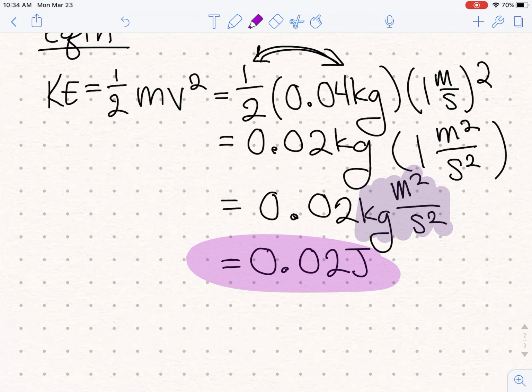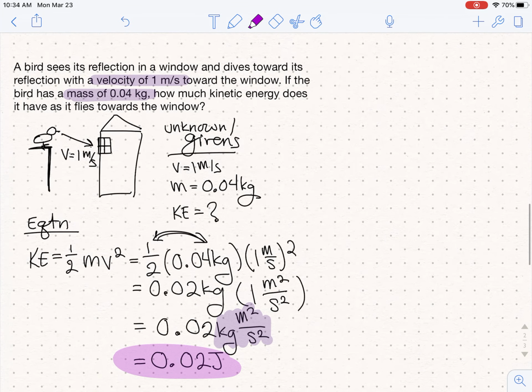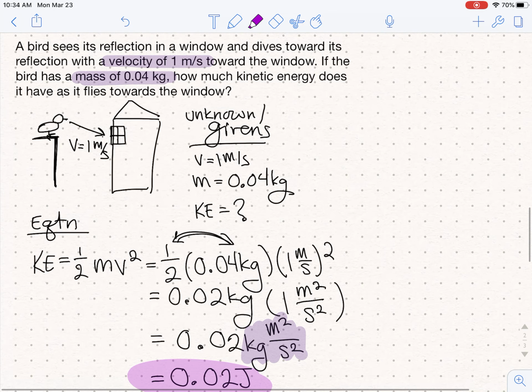All right, so now that you understand how to use this equation, I would like you to go ahead and take a look at page 7 of your packet, and you're going to be working through the problems on there. Good luck.